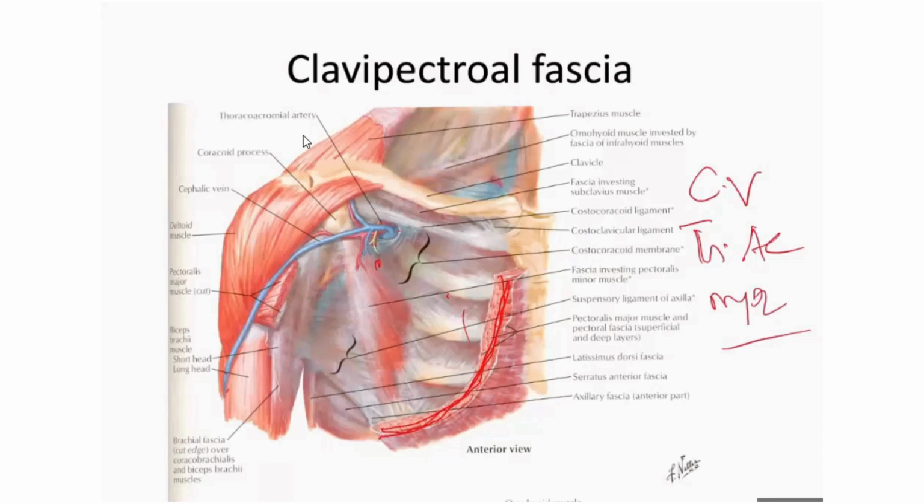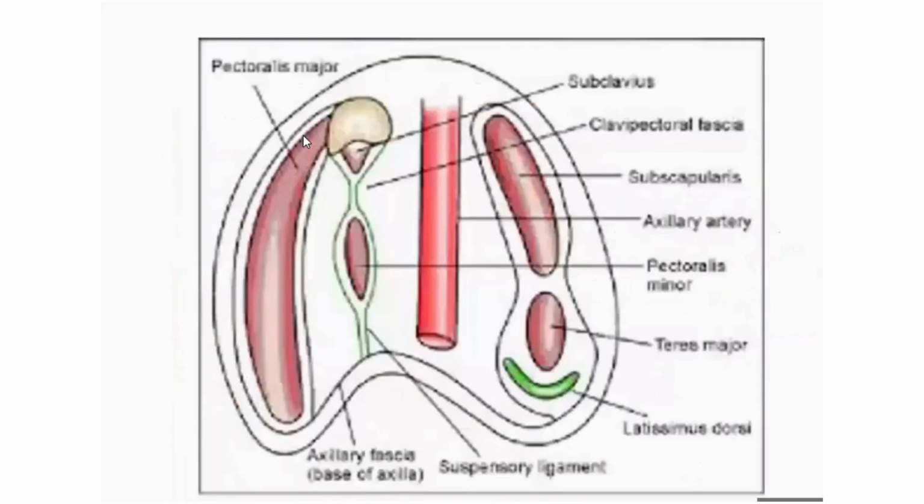Again, you see the arrangement of the clavipectoral fascia. This smaller area is enclosing, above, what muscle? It is enclosing the subclavius muscle. Below, it is enclosing the pectoralis minor, not major. How many muscles is it enclosing? Two muscles. One muscle above is subclavius. The muscle below is pectoralis minor.